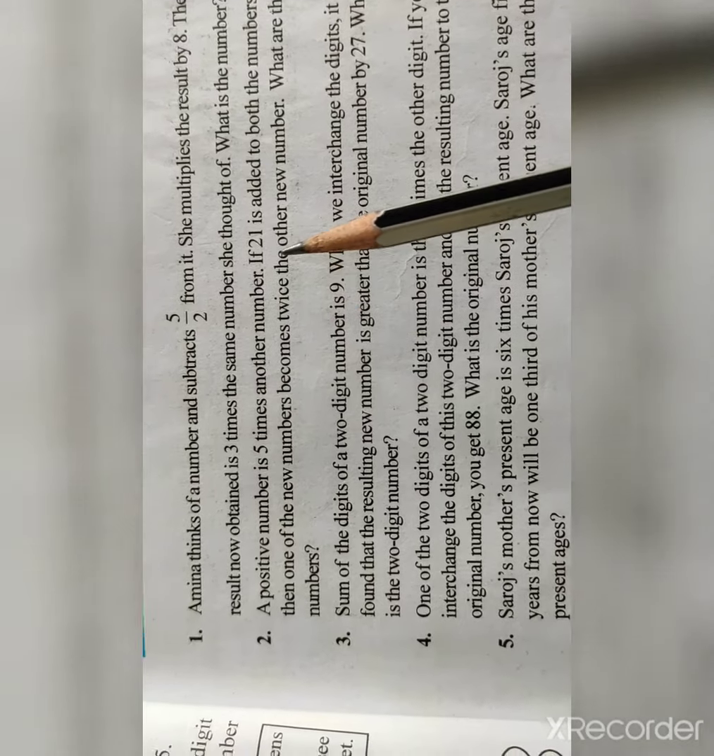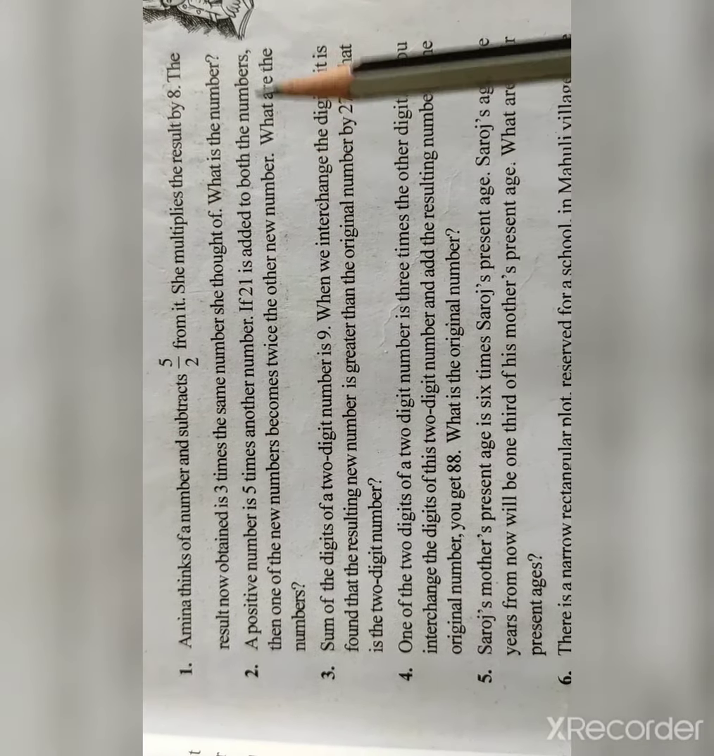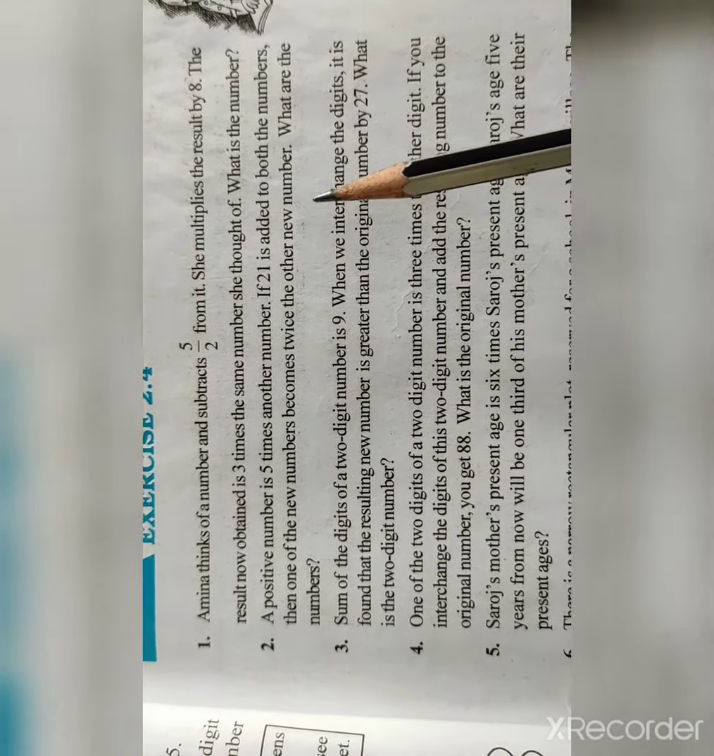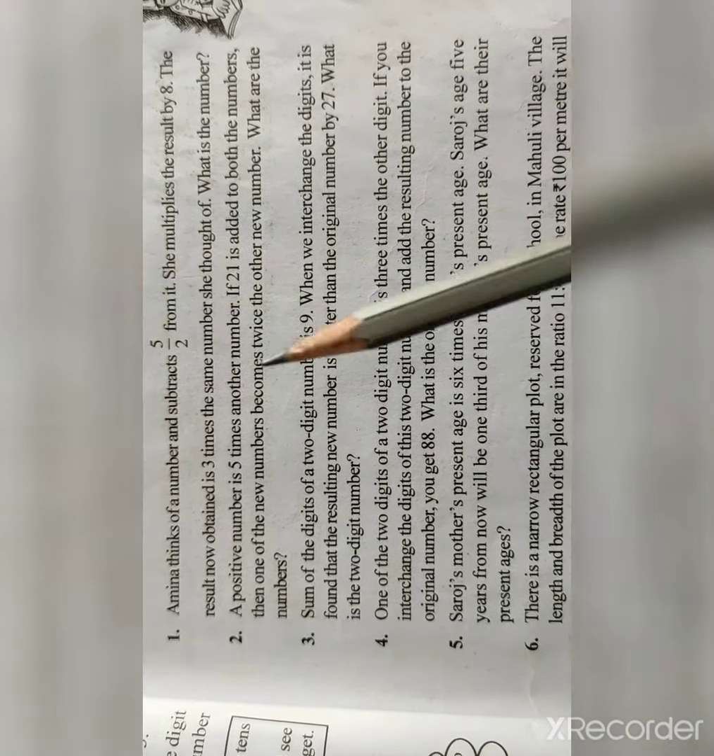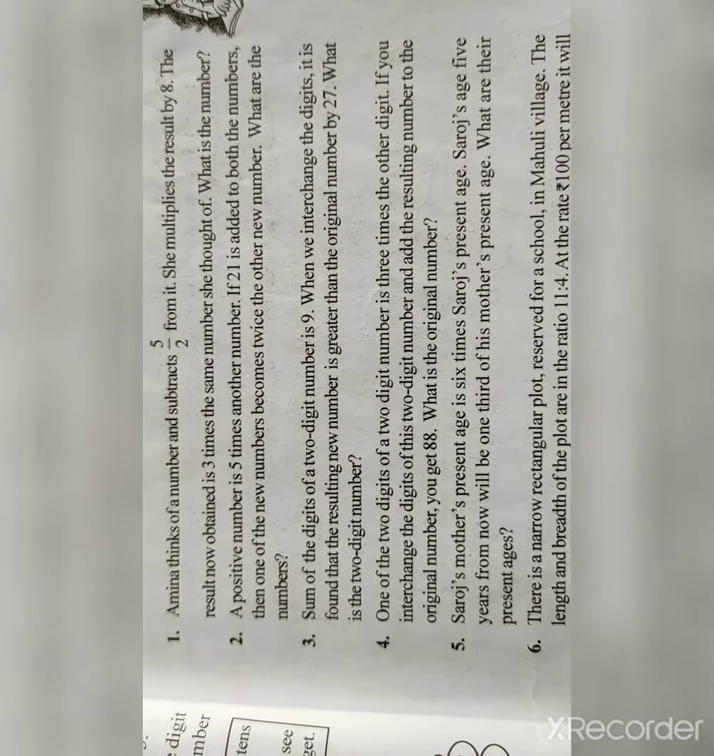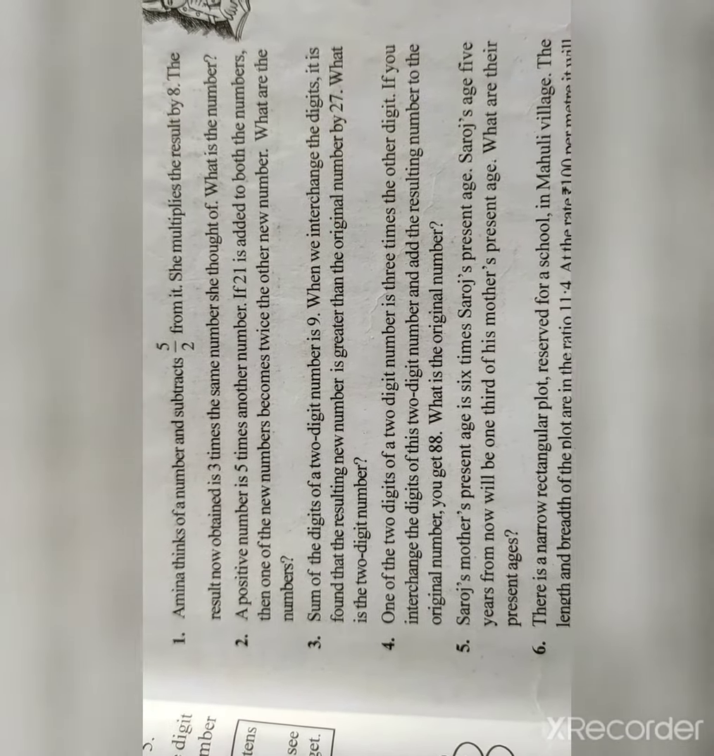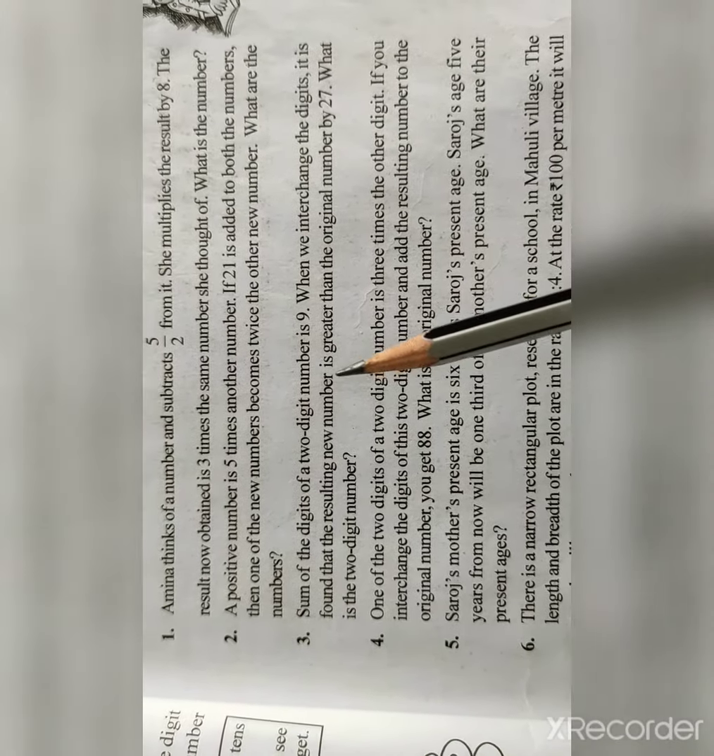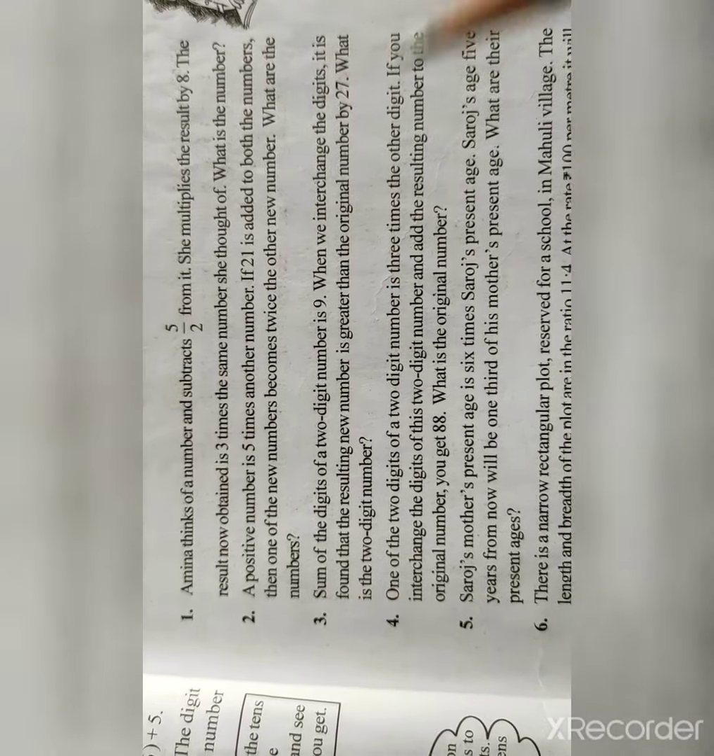Now next is: a positive number is 5 times another number. If 21 is added to both the numbers, then one of the new numbers becomes twice the other new number. What are the numbers? So first we will assume a positive number, and then 5 times another number. Now we will add 21 to both the numbers, then one of the new numbers becomes twice the other new number. So let us start the sum.